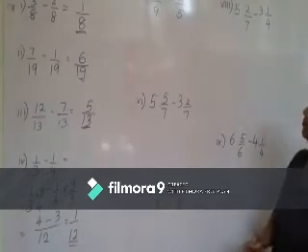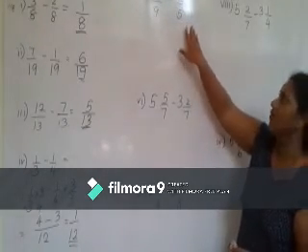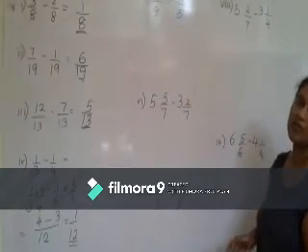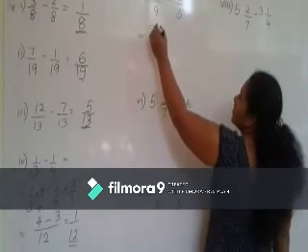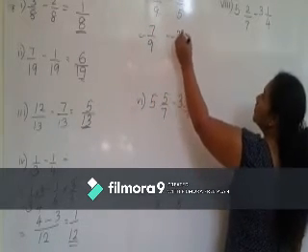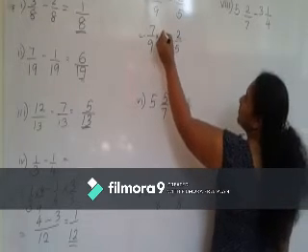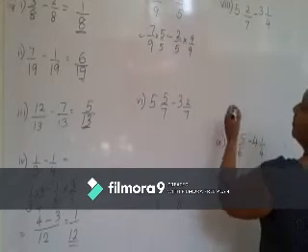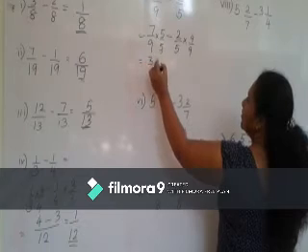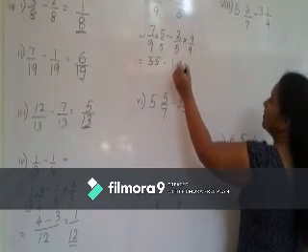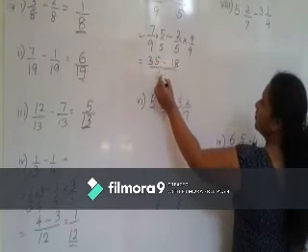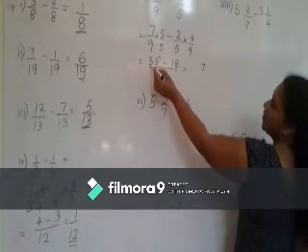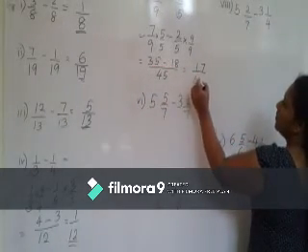Next, here also the denominators are different. So we must make them the same denominator. That means 9 and 5 we can make into 45. So 7/9 minus 2/5. 9 can multiply by 5 and 5 can multiply by 9. Then 7 times 5 is 35 minus 2 times 9 is 18. 9 times 5 is 45. 35 minus 18 is 17. Over 45. 17/45.